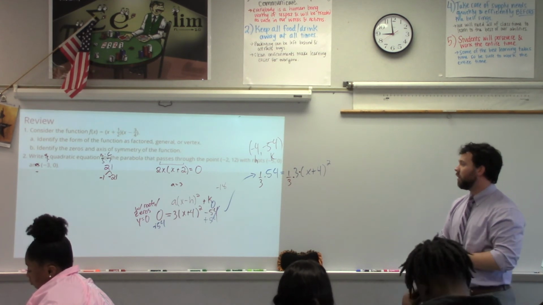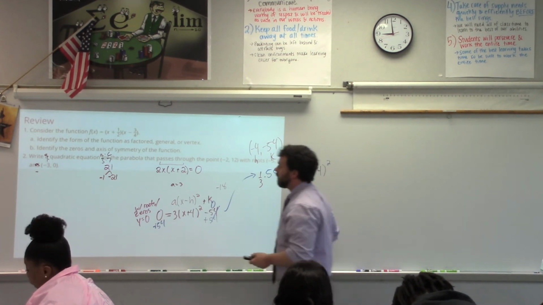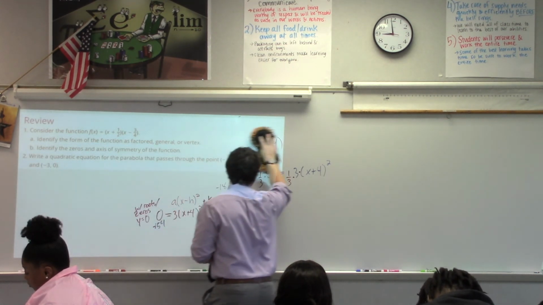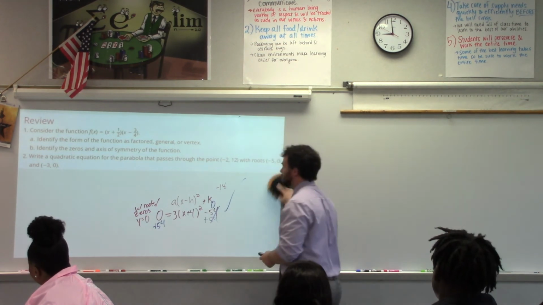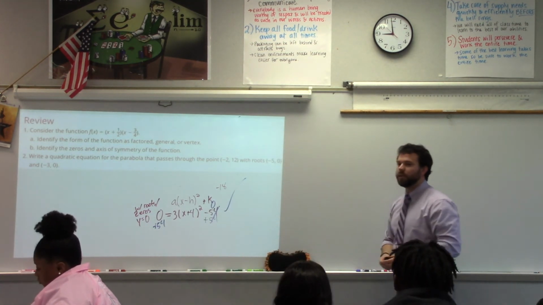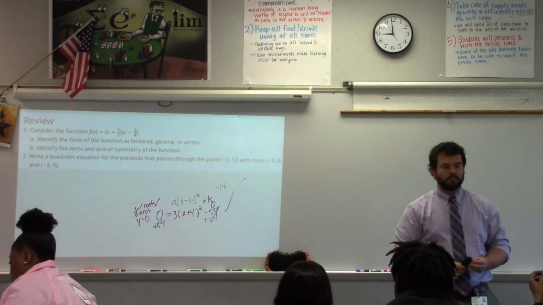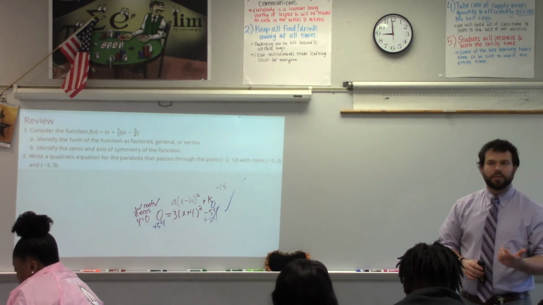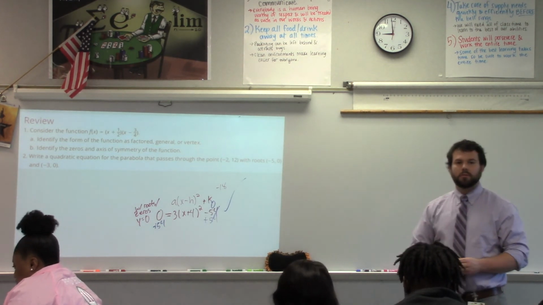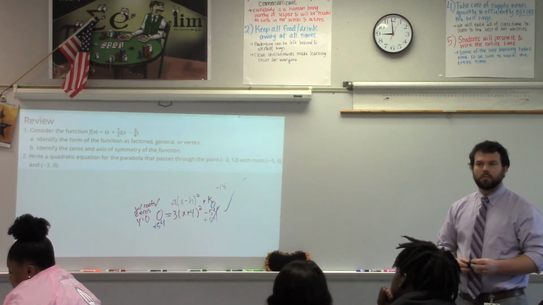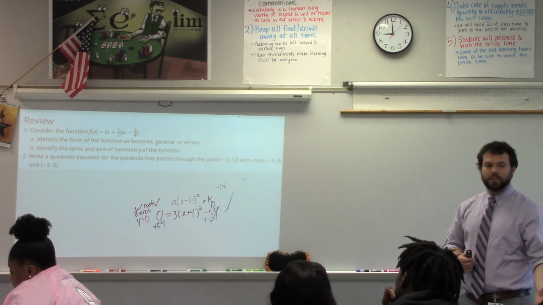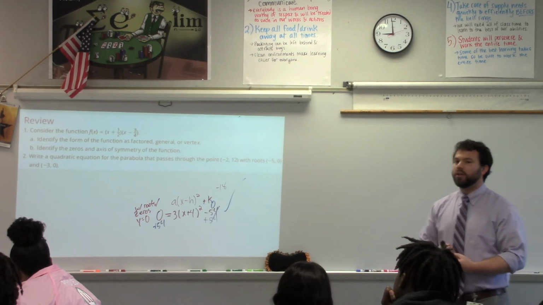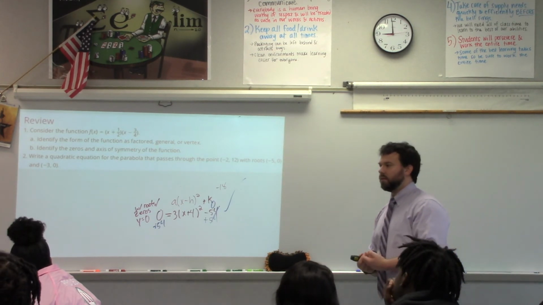Number two says, write a quadratic equation for the parabola that passes through this point with those roots. What do you need to do to get started? Write what? The form of the quadratic equation, but which form are you going to use? Why factored form? You got two roots, right? So remember, pay attention to what's given to you. You got two roots, so you're going to use factored form here.